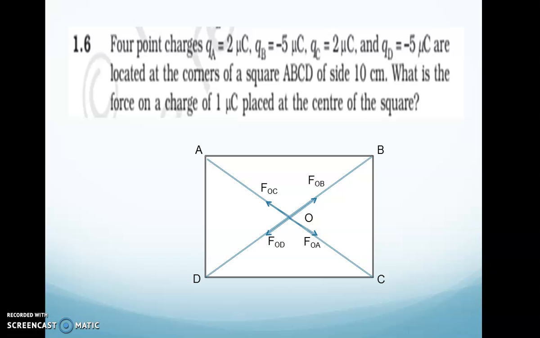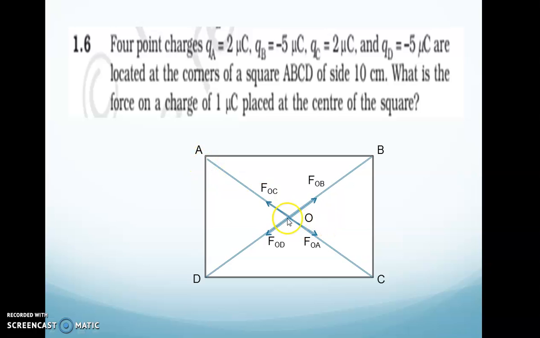And similarly at point C there is a positive charge, plus 2 microcoulomb. This positive charge will repel the positive charge placed at point O. So the direction of force will be in this direction, O to A, FOC. At point D, this is the negative charge. The negative charge will attract this charge. This is a positive charge. So the direction of force FOD will be from O to D. Now see, FOA and FOC will be equal to each other.